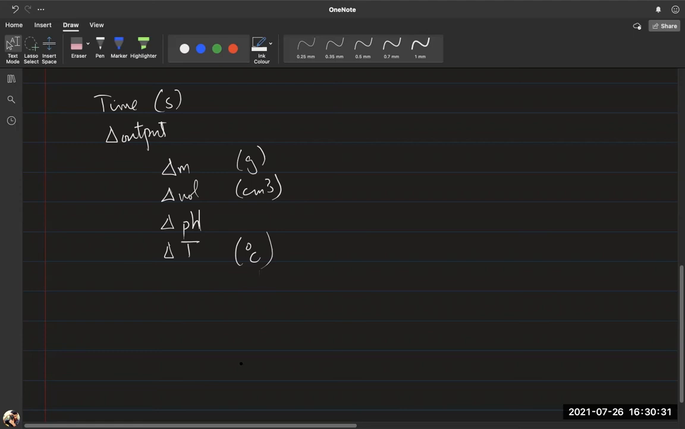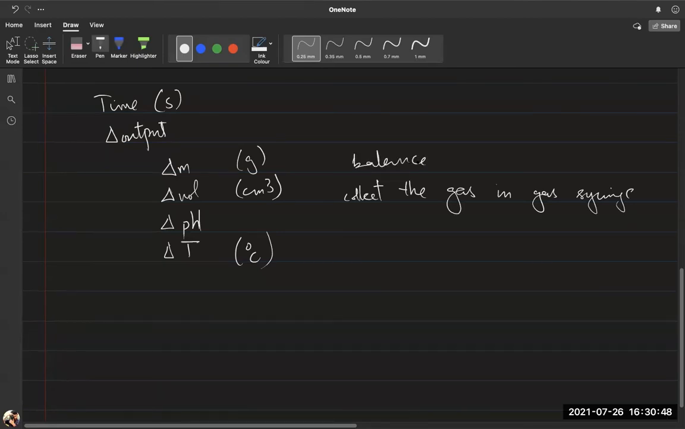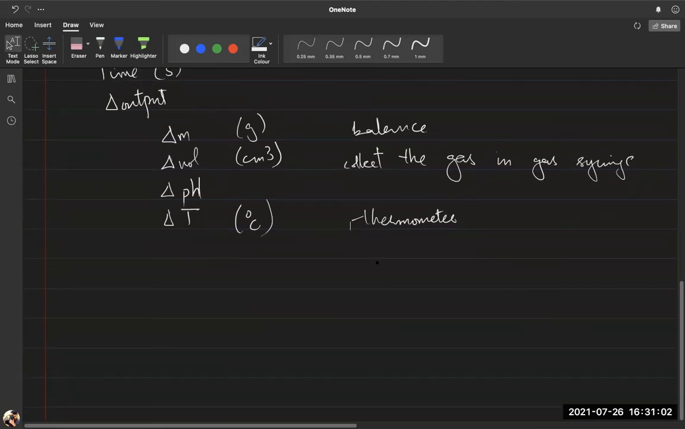So if you have a volume of gas, then we collect the gas, mostly in a gas syringe. But if you're measuring change in mass, then you will use a balance. If you're measuring temperature, then you will use a thermometer. So all of this depends on what factor is changing and how you're able to measure it. I'll just tell you about a few ways the examiner uses this. There is obviously this one in which you have a gas that is being collected in a gas syringe.